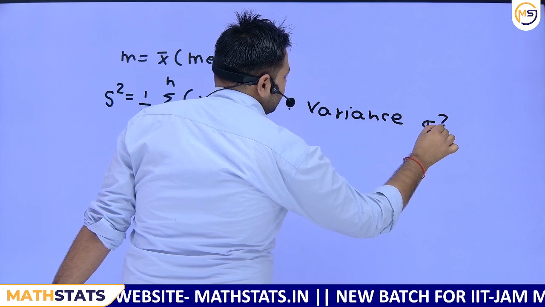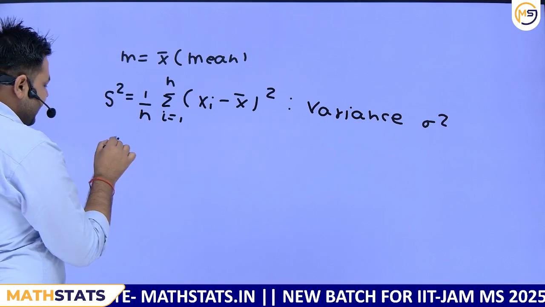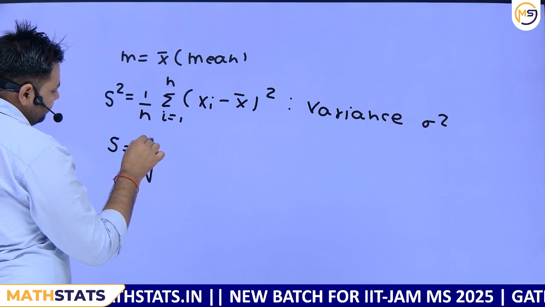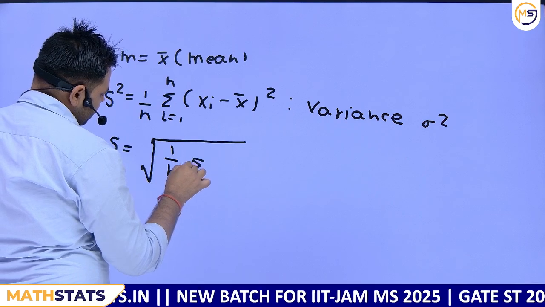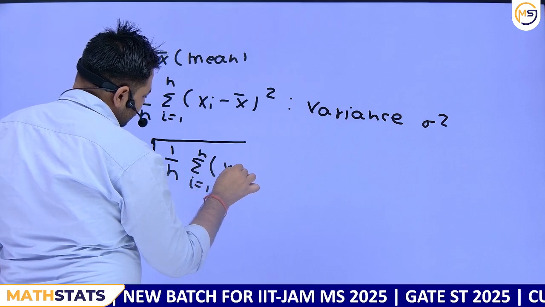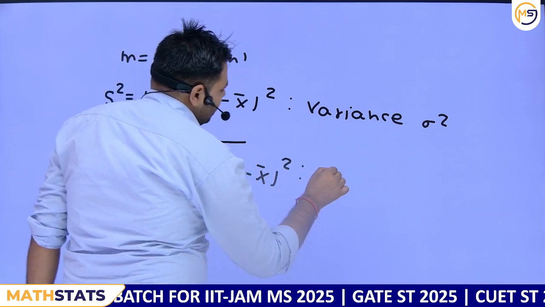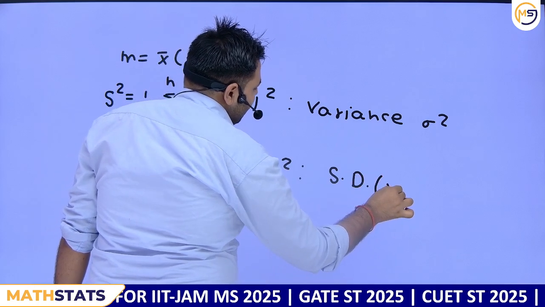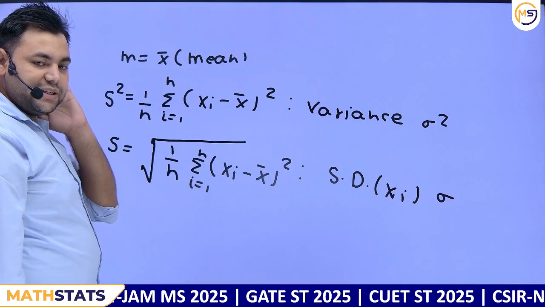Now if I put m equal to x bar in root mean square, then s equal to under root 1 upon n summation i equal to 1 to n, xi minus x bar whole square. So this is called standard deviation of xi, and it is denoted by sigma. Most of the time it is denoted by sigma.